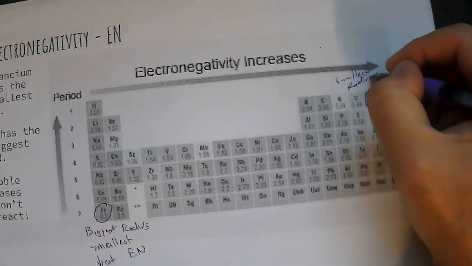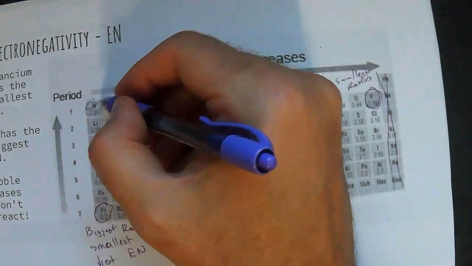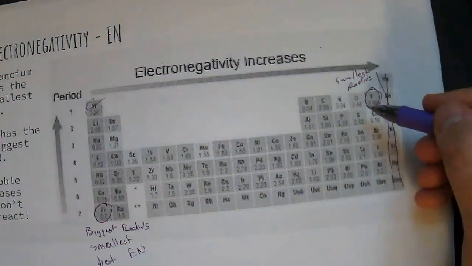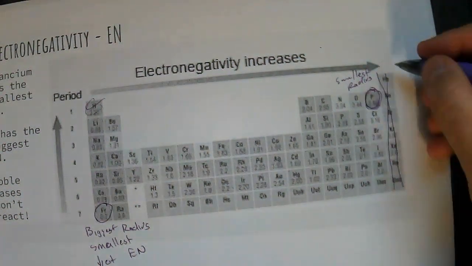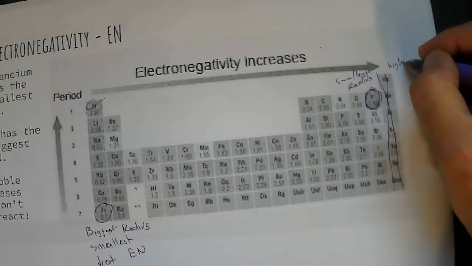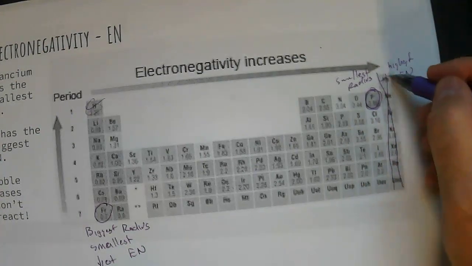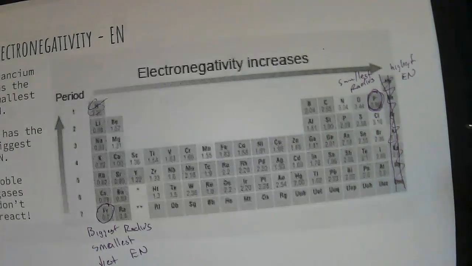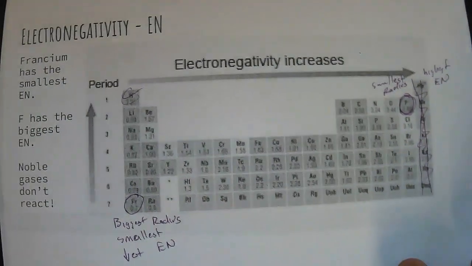I know hydrogen's over here. Hydrogen's an exception to so many things. But fluorine is the smallest radius, so that has the highest electronegativity of the ones that react. So we ignore the noble gases because the noble gases don't react, and that's on them. We'll just say that.